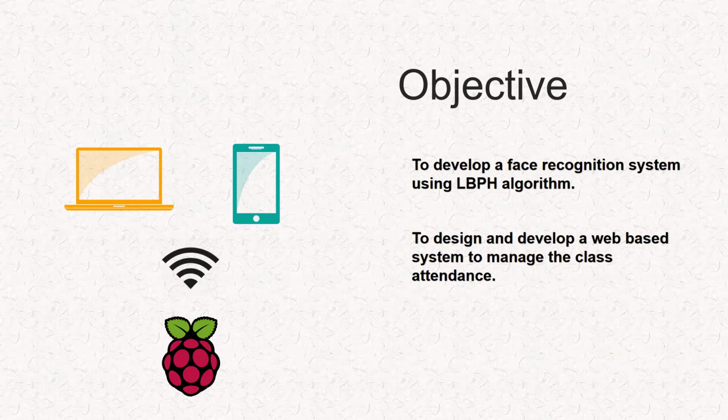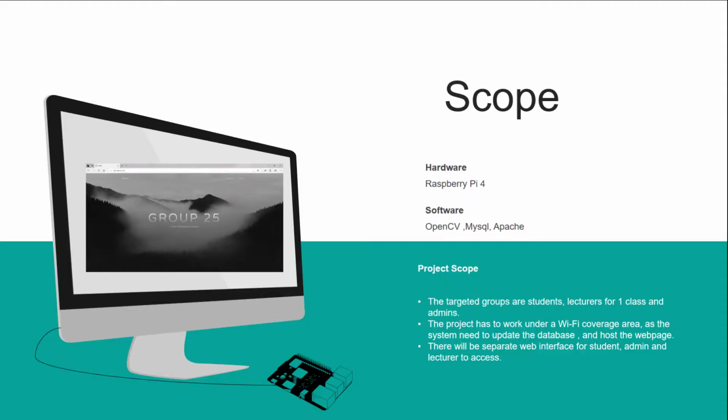Our objective is to develop a face recognition system using the LBPH algorithm. Our second objective is to develop a web-based system to manage class attendance. For the project scope, we use a Raspberry Pi 4 as hardware and a few software tools like OpenCV, MySQL, Apache, and more. The target group are students, lecturers for one class, and the admin. This project also has to be under a Wi-Fi coverage area as the system needs to update the database and host all the web pages. There will be separate web interfaces for student, admin, and lecturer to access. That's all. I will pass to Luqman.